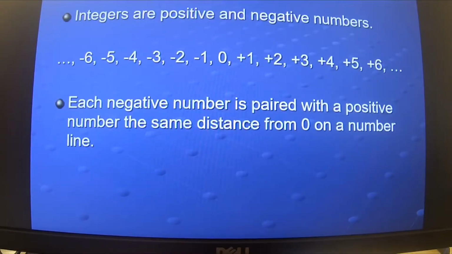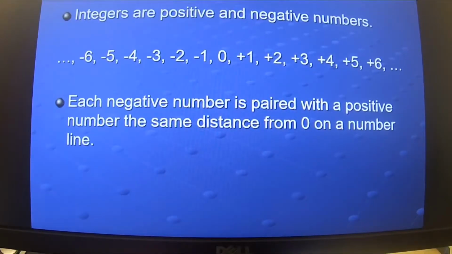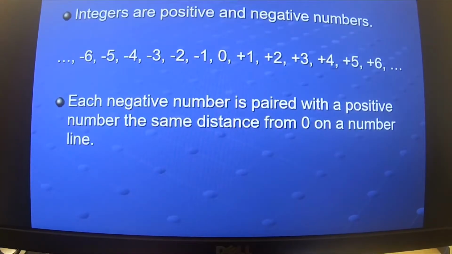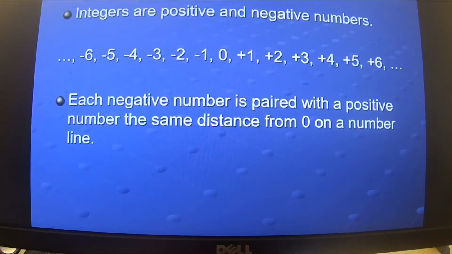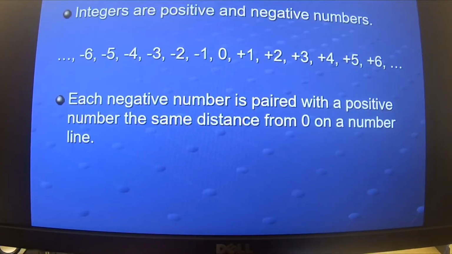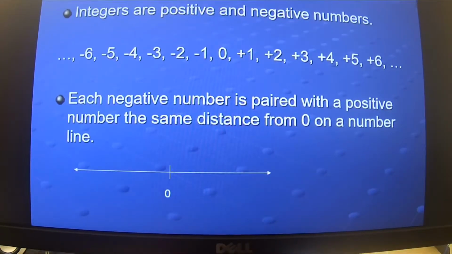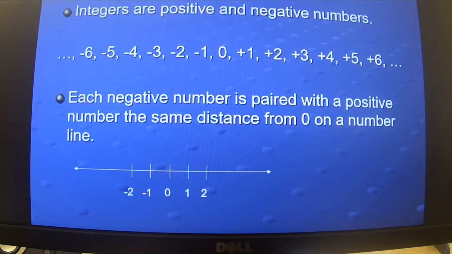Now, each negative number is paired with a positive number at the same distance from 0 on a number line. So if we were working with number lines, which we might do a little bit of this unit depending on how much time we have, whatever negative number or positive number has an exact opposite at the opposite end of the number line. So if we had 0, we could have -1 and +1 on both sides, -2 and +2 on both sides, and so on and so forth.